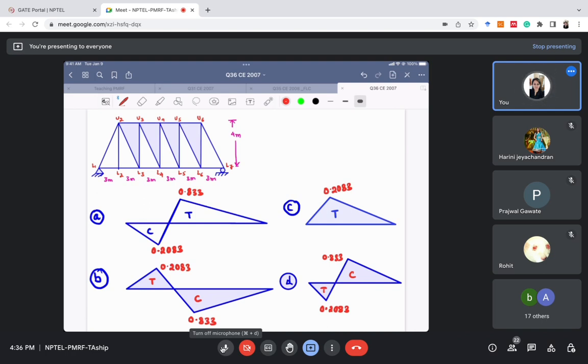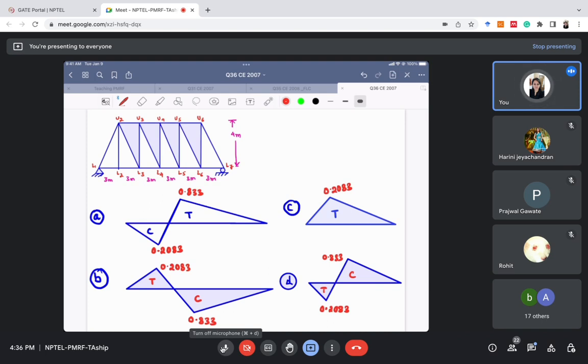So what is surely not the option? Can you tell me in the comments? Which is surely wrong? Yeah, Nikesh has answered something. Yes, it is right. We can rule out that option right at this point, because it is always under tension. But for a diagonal member in the middle, the force will change from compression to tension, or from tension to compression, depending on the orientation of the diagonal member. So C cannot be an option here.